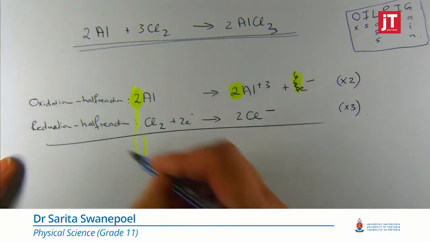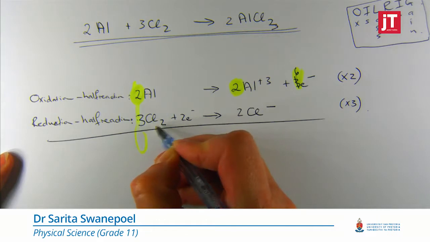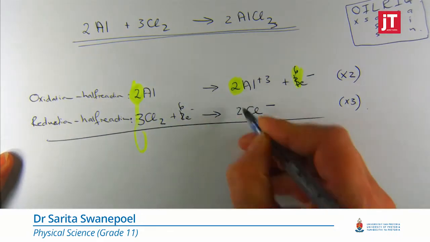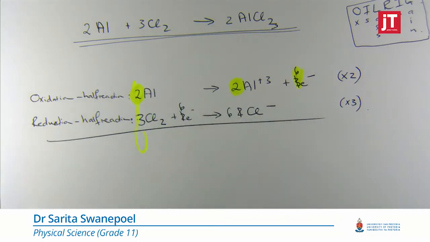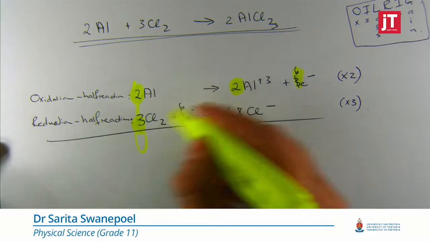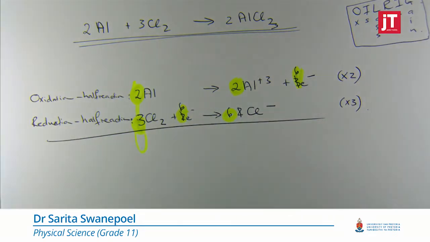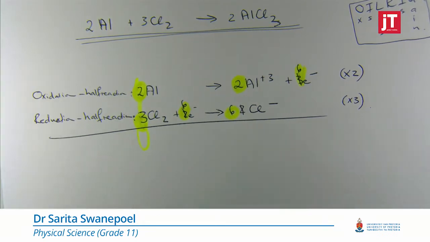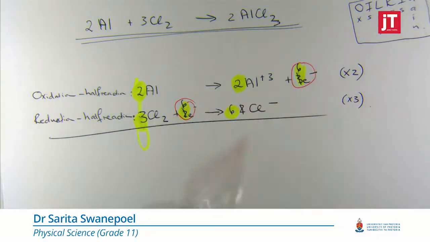And then, how about chlorine? The chlorine, I'm going to take 3 of the chlorine molecules that will use 6 electrons and give you 6 Cl minus. So now this one, we multiplied with 3. So the top one with 2 and the bottom one with 3. And now we're going to put them together. We are producing 6 electrons, we are using 6 electrons, now we're fine.